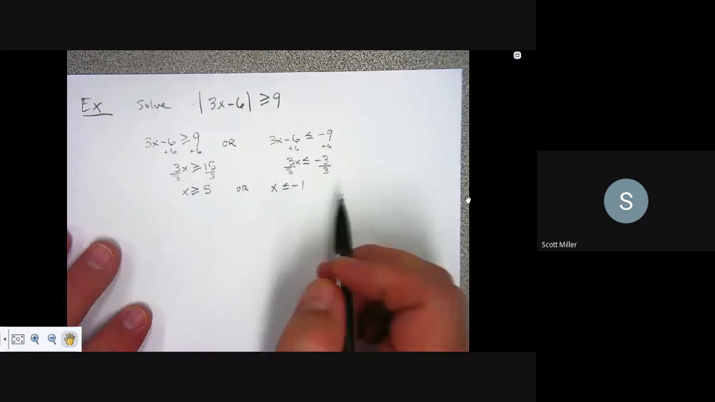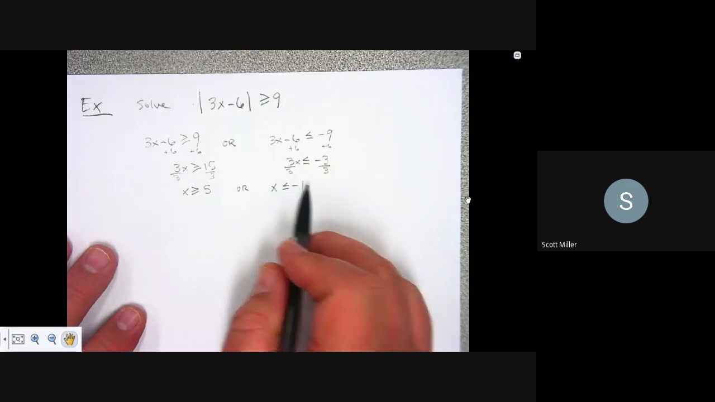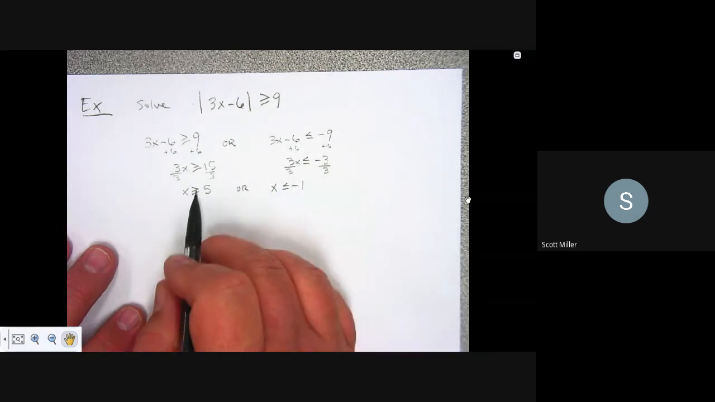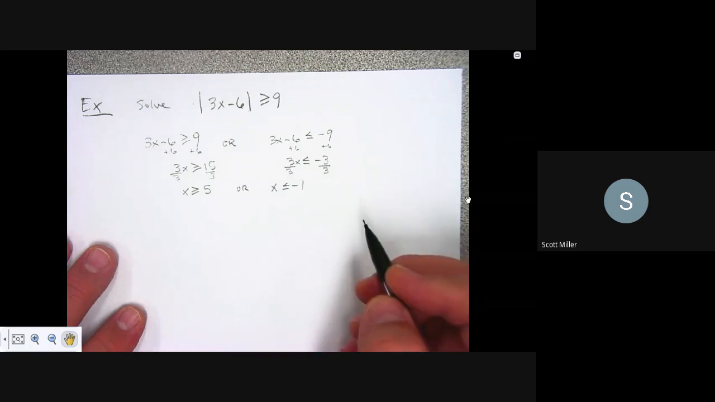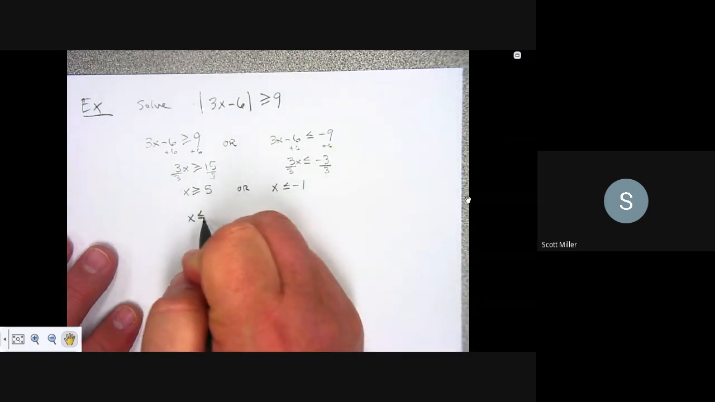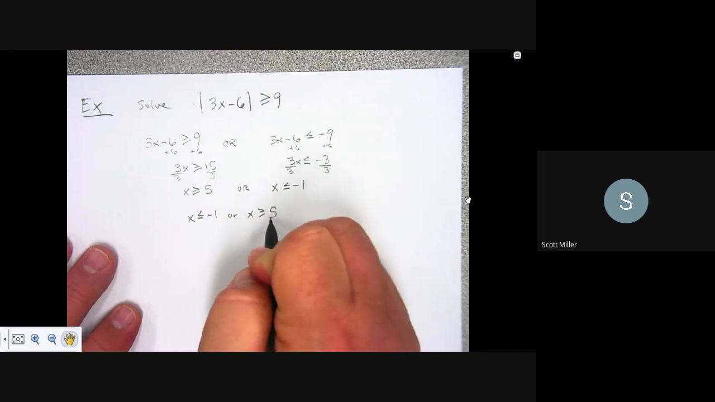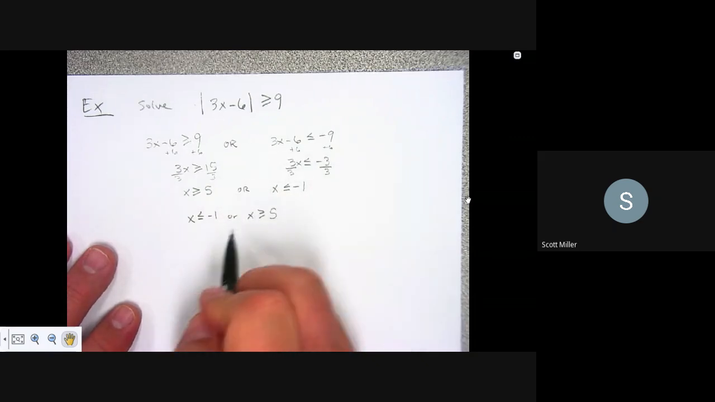Okay? I usually like to rearrange it so that the numbers are in increasing order. So since this one right here is negative, I would put it before this one. So my solution would be x is less than or equal to -1, or x is greater than or equal to 5. That's my solution. Okay.